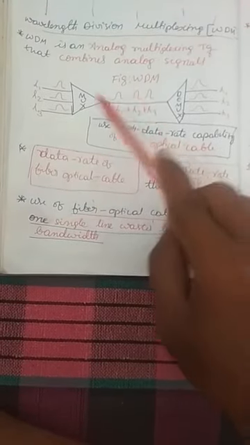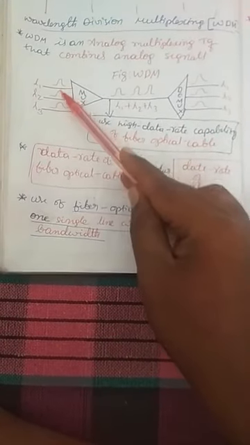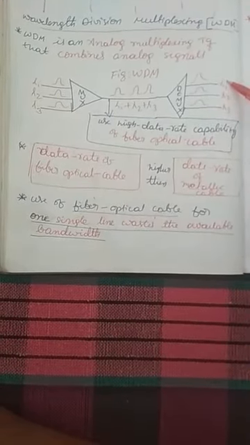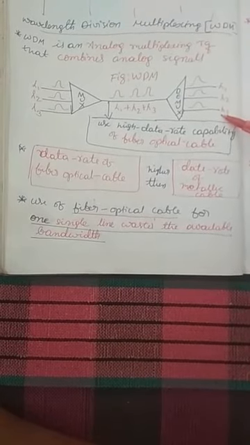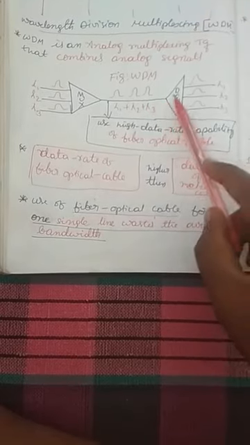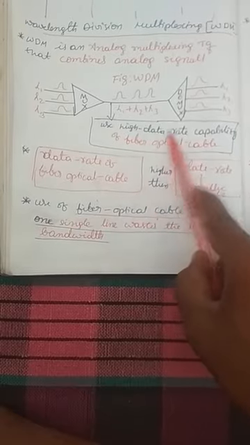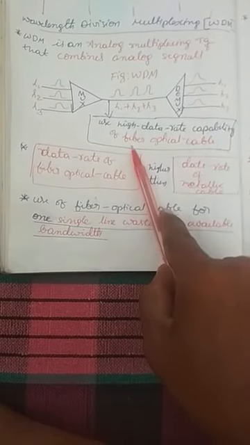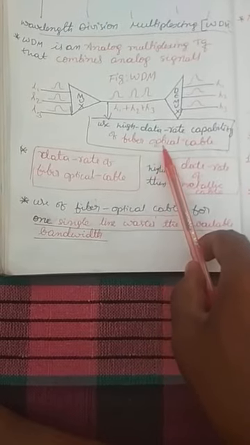You can see in this figure WDM, it uses MUX and DEMUX. These are the input lines, these are the output lines. To connect and communicate we use a link. Here that link is a high data rate capacity fiber optical cable. We use fiber optical cable to connect and communicate this MUX and DEMUX.